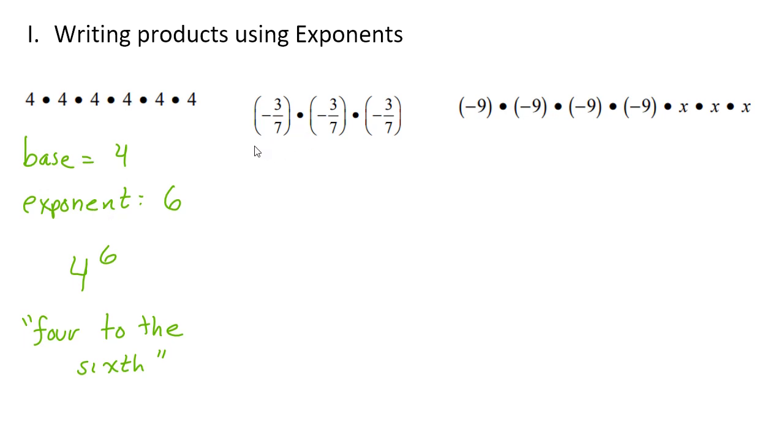So let's take a look at what we have. We have a number, a fraction, negative 3 over 7, being repeated a couple times. So that means that that is my base. So I have negative 3 over 7 being repeated. I will keep it inside of parentheses. Now I need to identify how many times that is being repeated. It is being repeated 3 times. So that means that the exponent should be 3. So negative 3 over 7 to the third, or negative 3/7 cubed.